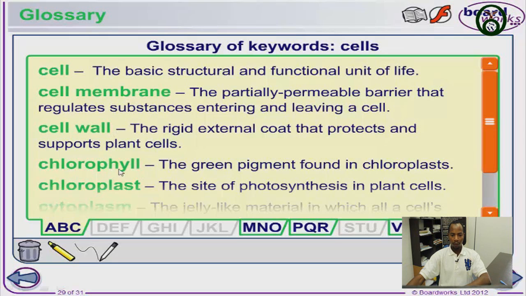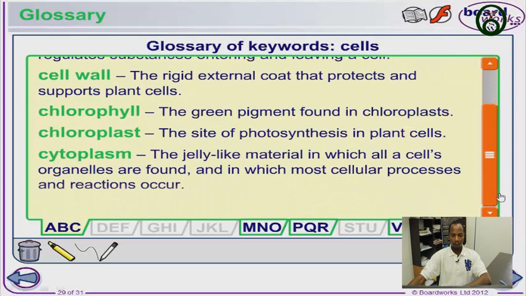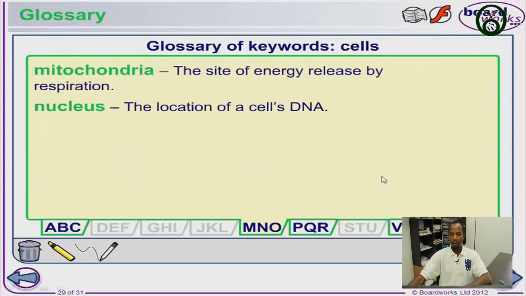Now, what of the chlorophyll? The chlorophyll contains the green pigment that is found in the chloroplast, which helps to trap the sunlight energy for photosynthesis to take place. What of the chloroplast? It is the site for photosynthesis to take place. What of the cytoplasm? It is a jelly-like material where the organelles are found and where all metabolic reactions take place. Now let's take a look at some other terminology. We make mention of the mitochondria. We say it is the site for energy release by the cell. What of the nucleus? We say it is the location of the cell's DNA.